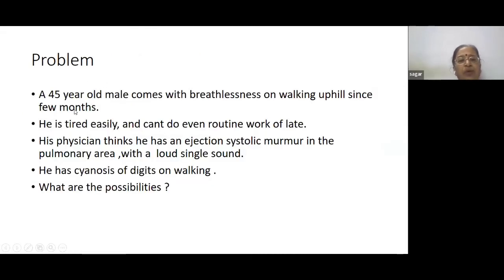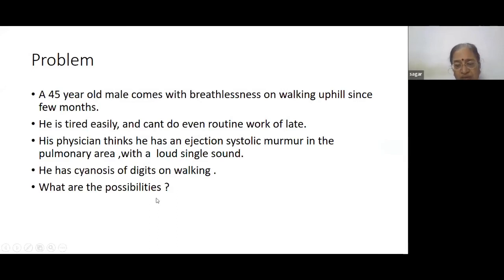Now let's look at this problem. A 45-year-old male comes with breathlessness on walking uphill since a few months. He tires easily and can't do even routine work of late. The physician finds an ejection systolic murmur in the pulmonary area with a loud single sound. He has cyanosis of the digits on walking.